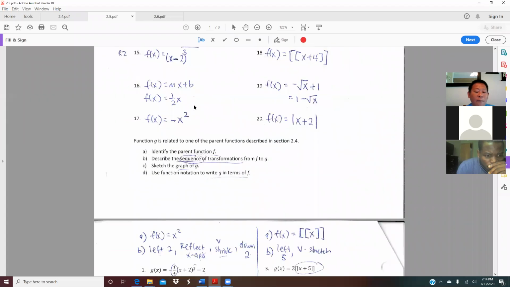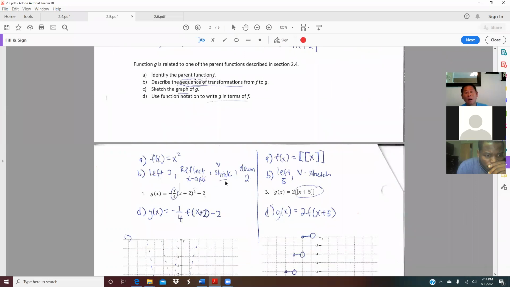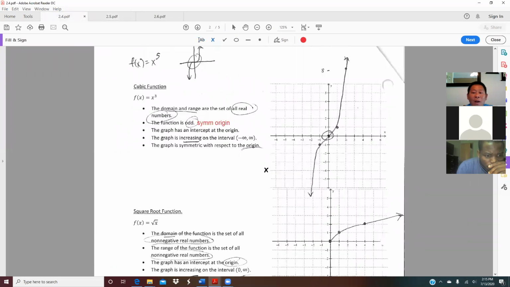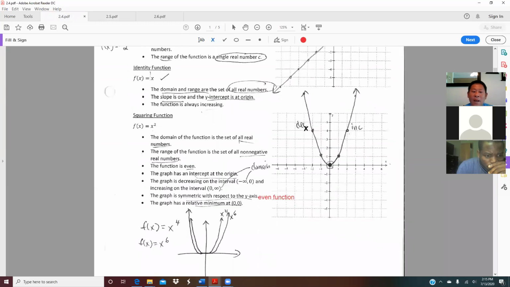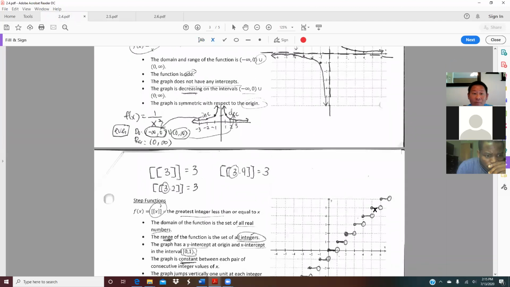Okay. So we're going to talk about something like question 1 here. This is the main part, you will get this in your test. First, function G is given to us. A, you have to identify the parent function. B, you have to describe a sequence, sketch it, and then write G in terms of F. So what is a parent function? A parent function is what you just learned in 2.4. It can be a cubic, it can be a parabola, it can be a square root, okay? It can be steps, okay?